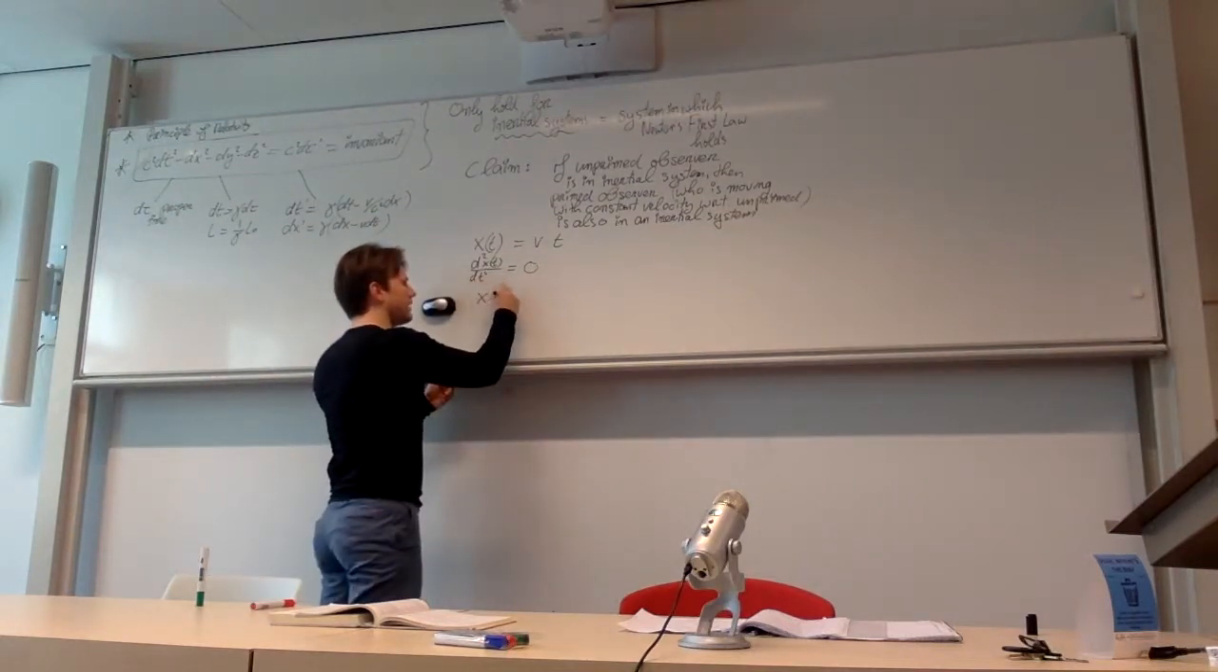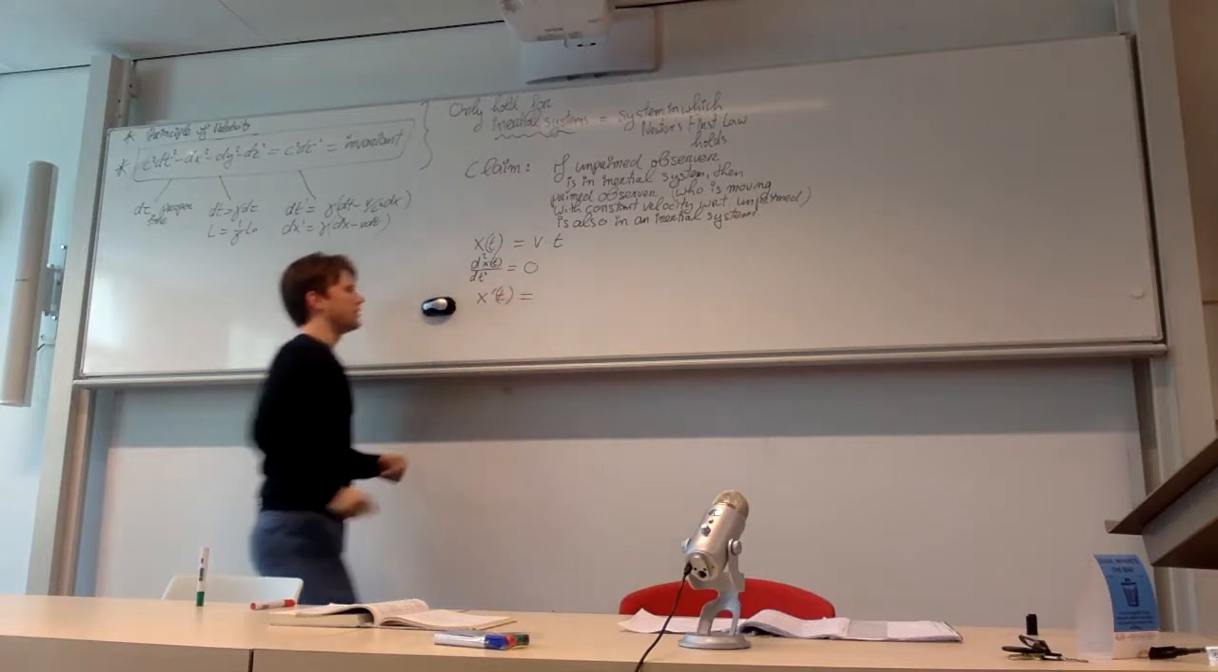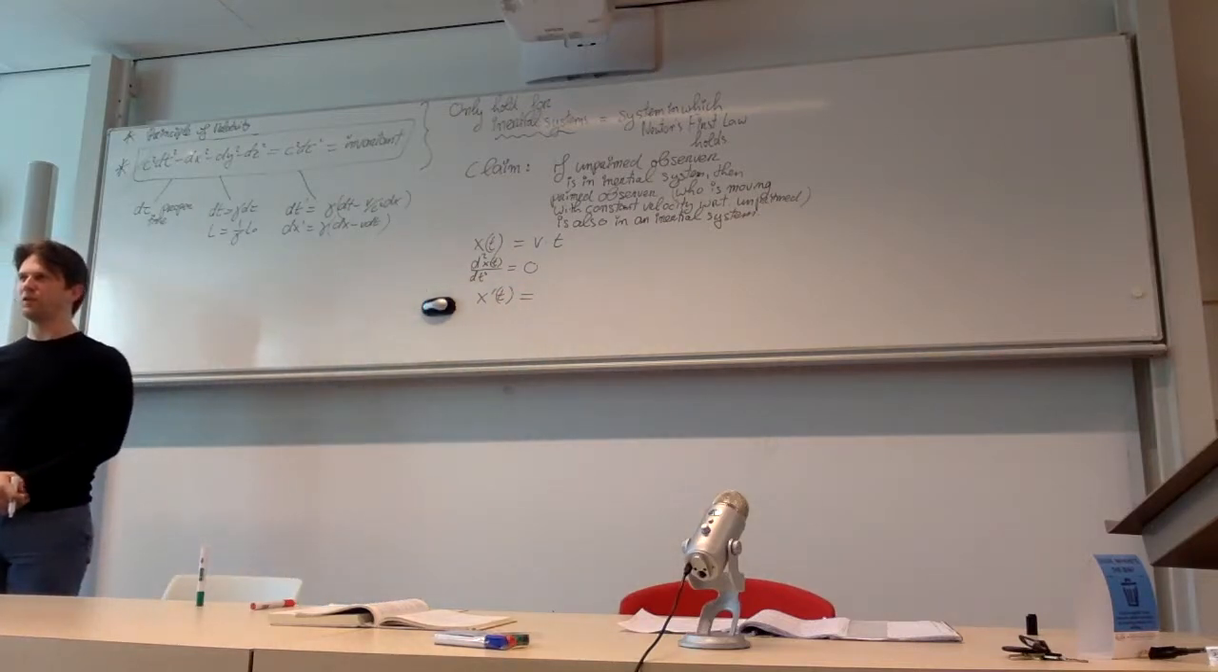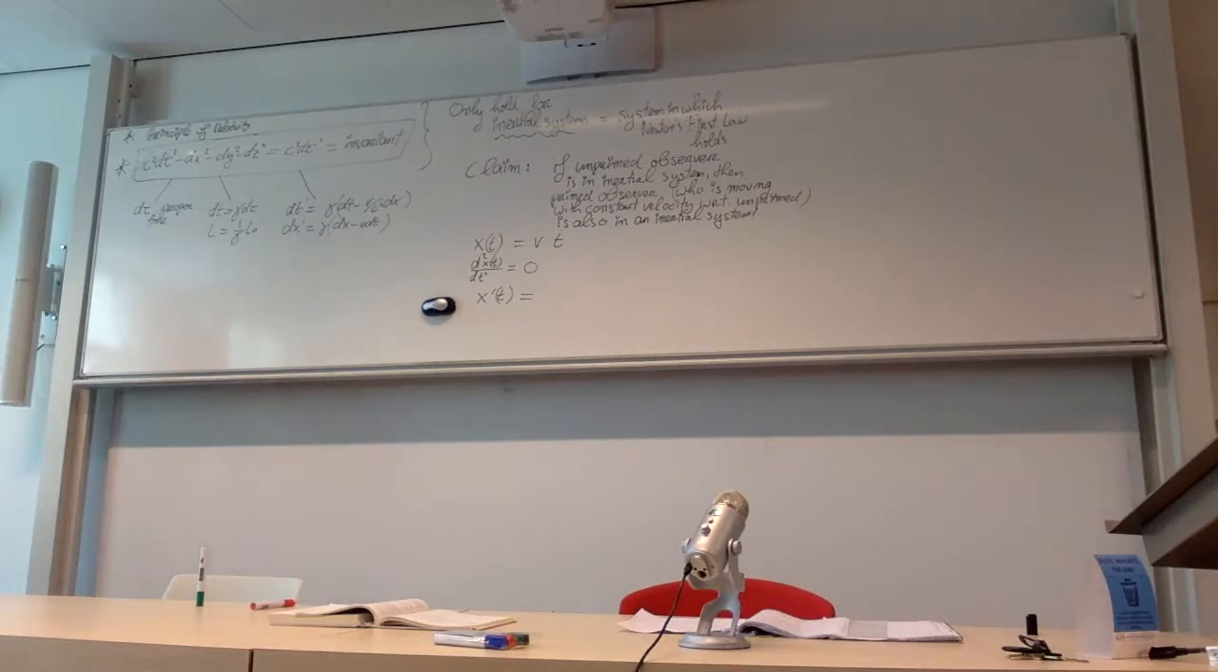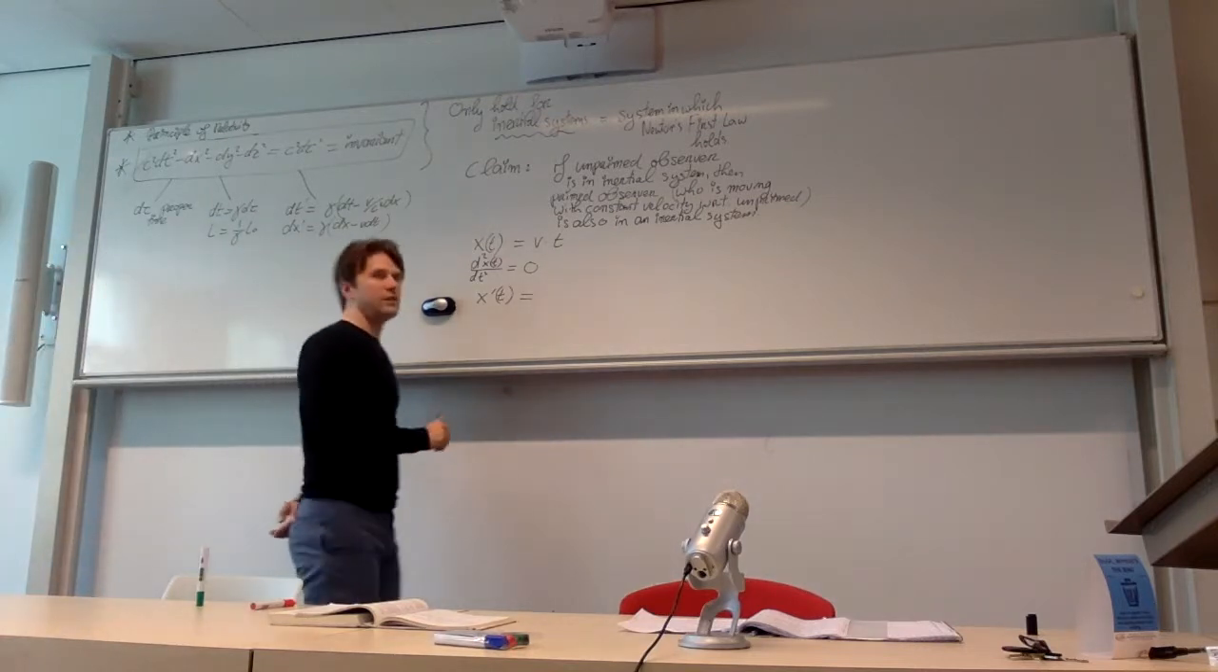Question: how do I write the position of the stroopwafel as seen by the other guy as a function of time? Prime means the other guy in the other frame. It's not a difficult question. It's the same v and t prime. It's not the same v.